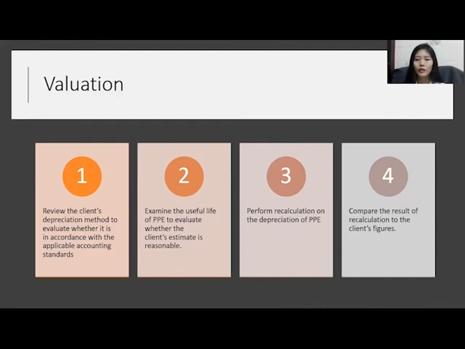First, review the client's depreciation method to evaluate whether it is in accordance with the applicable accounting standard. Second, examine the useful life of PPE to evaluate whether the client's estimate is reasonable, for example, by comparing with industry standard. Rational judgment is required and is very important here. Third, perform the calculation on the depreciation of PPE and compare the result of the calculation to the client's figures.